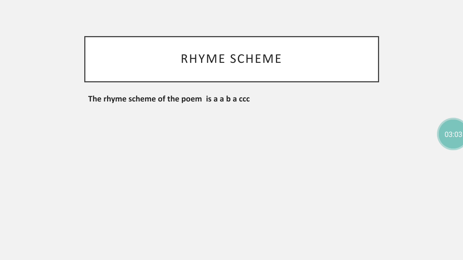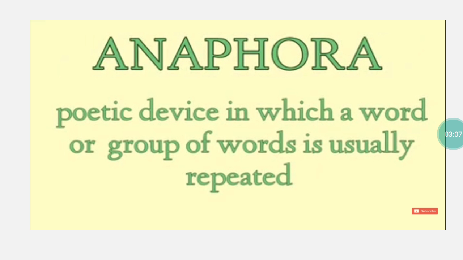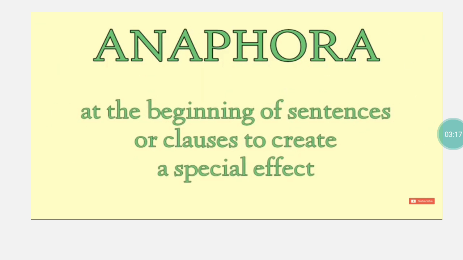Now let's discuss the other poetic devices used in the poem. The first one is anaphora. You are very familiar with the anaphora. What's it, children? Anaphora is a poetic device in which a word or group of words is usually repeated at the beginning of sentences or at the beginning of the lines or clauses to create a special effect.